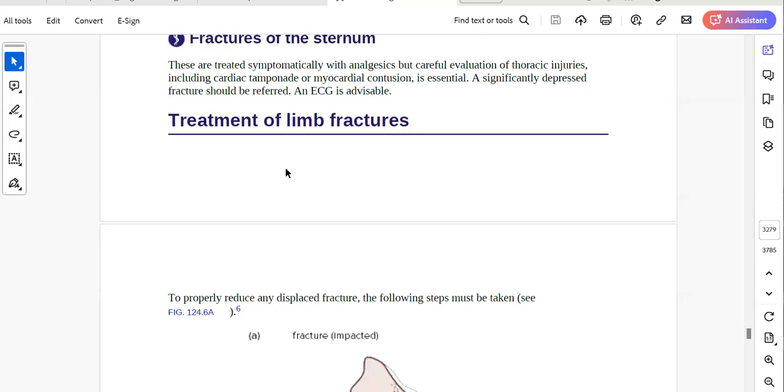Okay, both need bed rest. An unstable fracture sometimes might even need an urgent operation, or urgent reduction, or sometimes even putting some screws and everything. Okay.